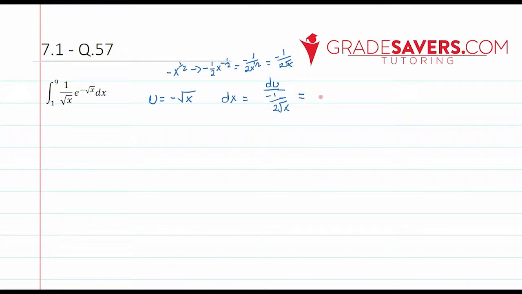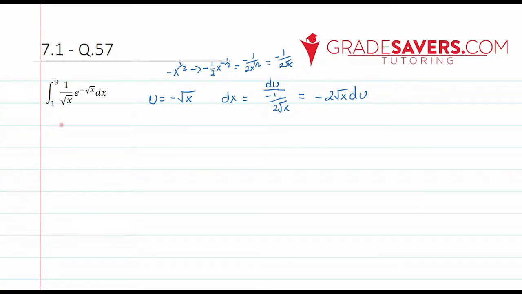Let's simplify this a little bit. This will become negative 2 root x du. And what we did was du divided by negative 1 is negative, so that's where this negative sign is in the numerator now, and this 2 root x comes up into the numerator.